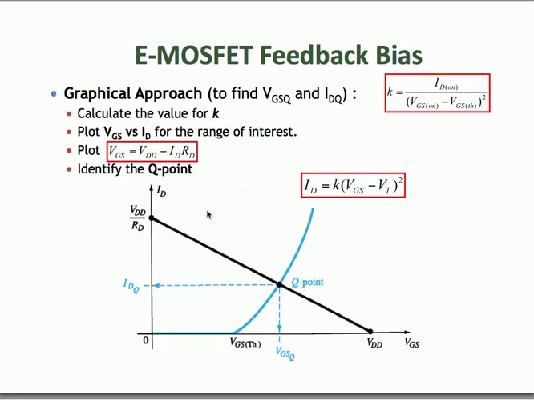So you apply the same steps to analyze a MOSFET with a feedback bias. You first have to calculate the value of constant K, which you will then need to use to plot VGS versus ID, the drain current, for any particular range of gate voltage that you are interested in. So that's your first step and second step. And the third step is to plot your load line, and the load line is given by VGS equal to VDD minus IDRD. So as you already know, the intersection between your load line and your drain current line gives you your Q point.